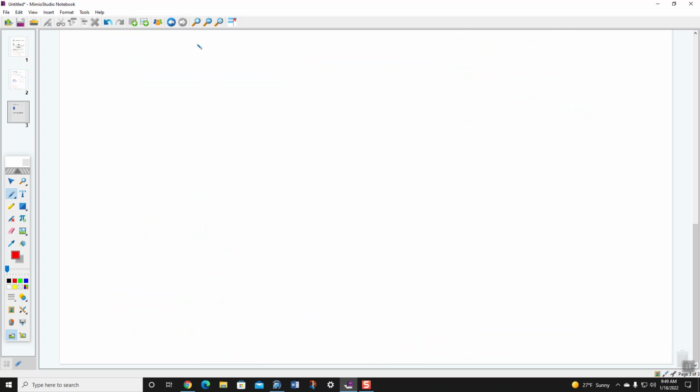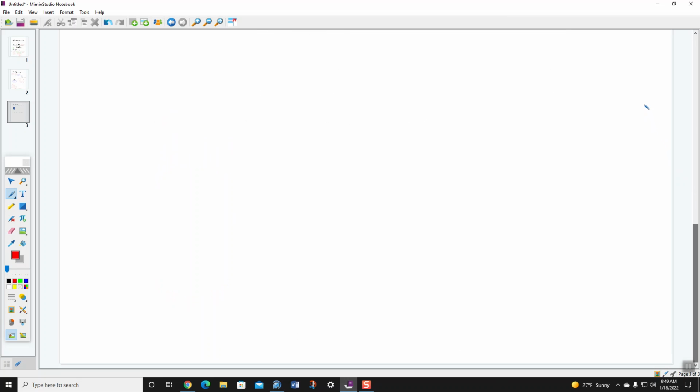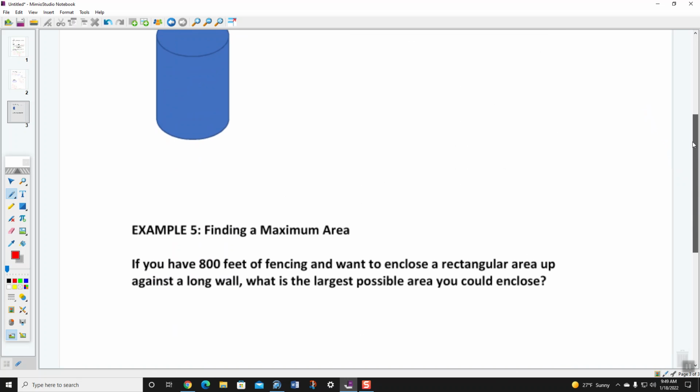Are we on the next page? We are, aren't we? This is a great question right here. Optimizing dimensions. Number 4 is a little bit more in depth, a little bit more difficult, okay?